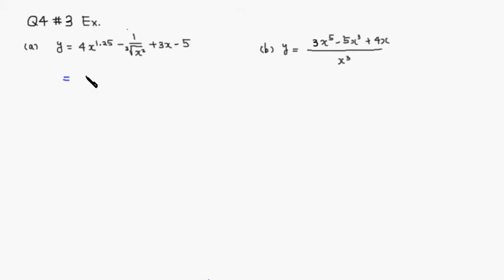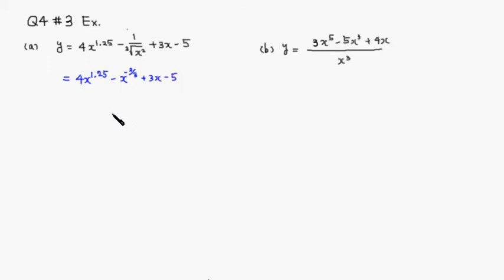The first one looks good, so I'll keep it as it is. So 4x to the 1.25 power. This next one we can write as, you have a negative sign, x is sitting on the bottom, which means it's going to be a negative power. There's a square, so it's 2, and a cube root, so it's 1/3. So it's going to be a negative 2/3 power. And the last two terms look good, so I'll just keep them as they are.